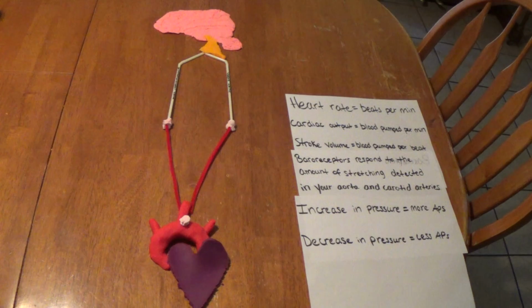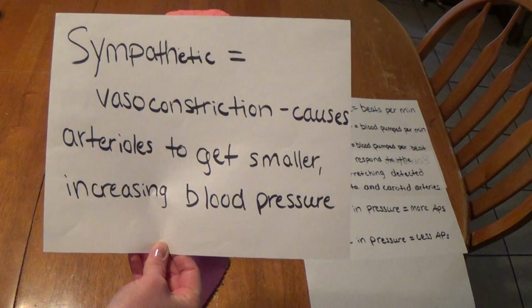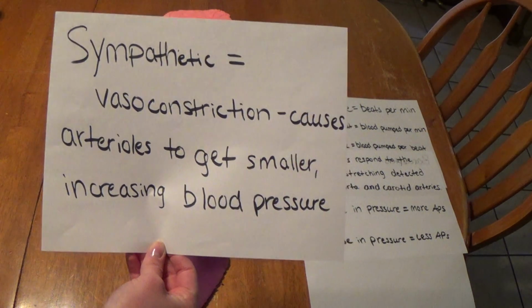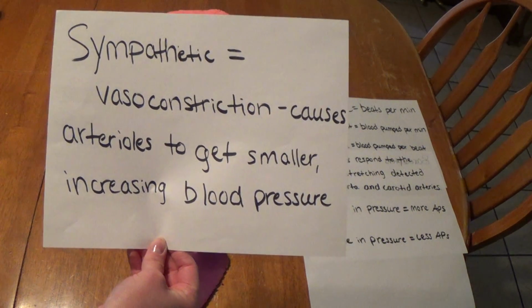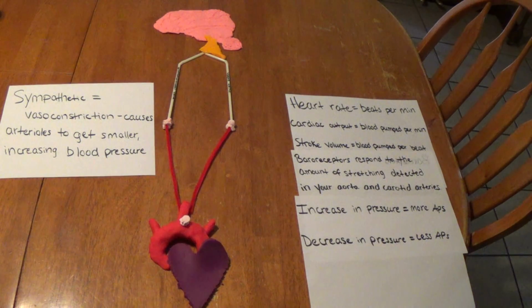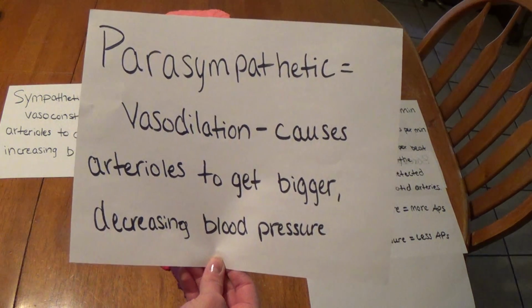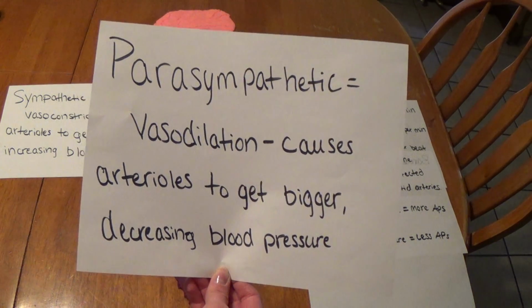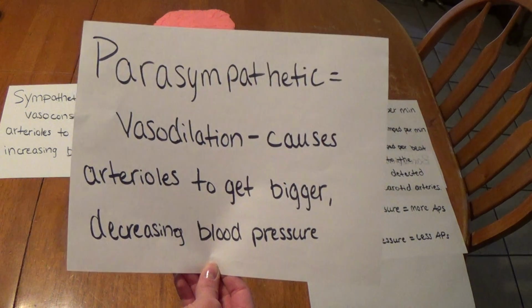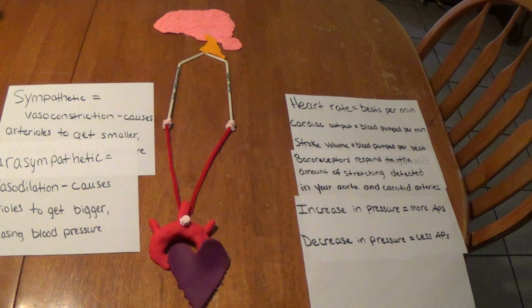When your body is responding to a decrease in blood pressure, your sympathetic nervous system causes vasoconstriction, which causes the arterioles to get smaller. This increases the total peripheral resistance. Your parasympathetic nervous system causes vasodilation, which causes the arterioles to get bigger and the total peripheral resistance to decrease, which causes a decrease in your blood pressure. And remember, your arterioles are the vessels that help deliver blood to your capillaries.